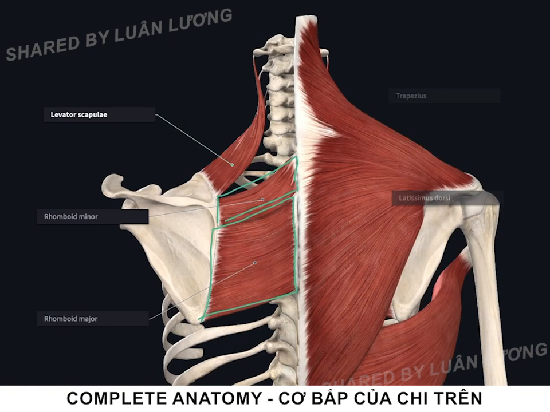The rhomboid minor we can identify due to its close proximity to the spine of the scapula, while the rhomboid major is positioned inferior to it along the medial border of the scapula, and lastly, the levator scapulae is positioned superior to that spine of the scapula.